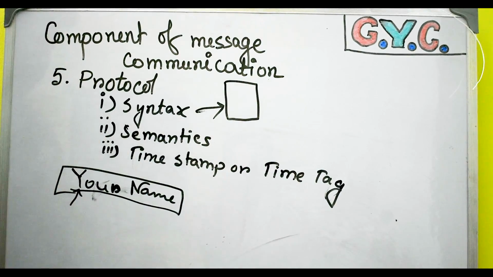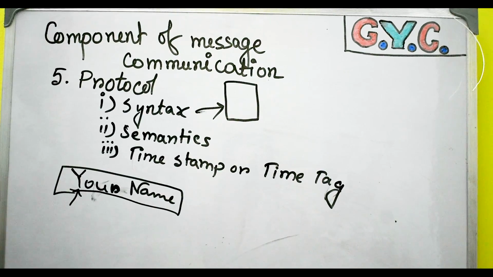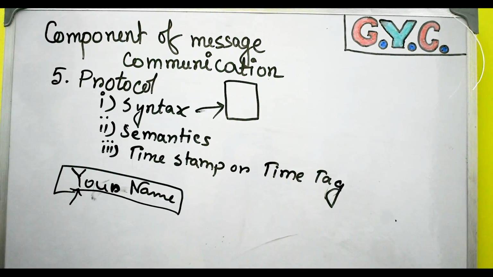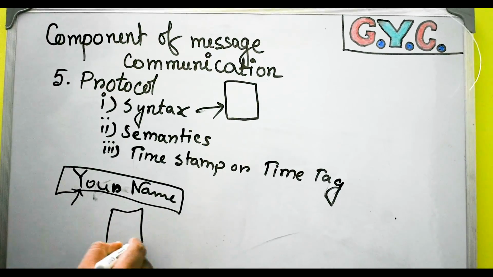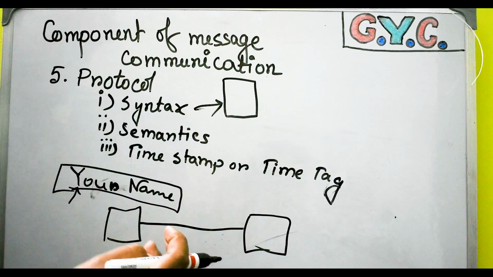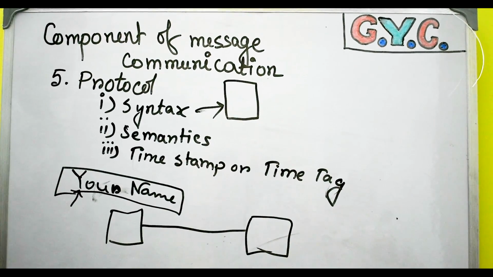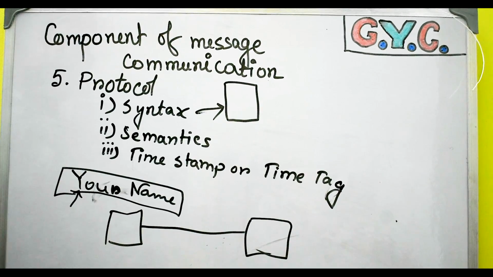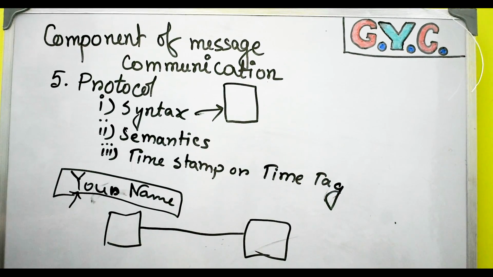The next thing is timestamp or time tag. The timestamp or time tag basically denotes the traveling time of the message. That means from the sender a message is sent to the receiver, and the time within which the message is received by the receiver is defined by the timestamp, or better say, time tag.